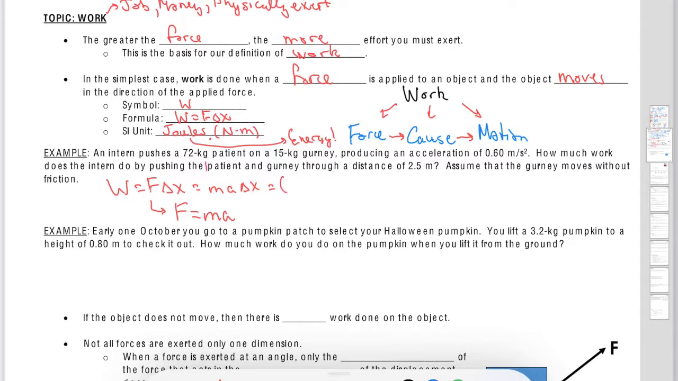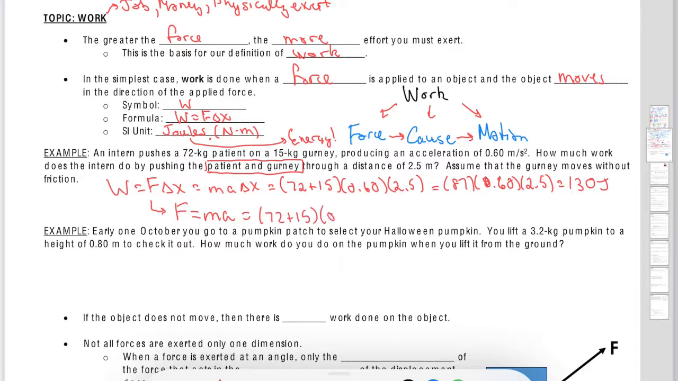They're talking about the patient and gurney, so the mass we're accelerating is the total mass of the patient and the gurney. So it would be 72 plus 15, times our acceleration of 0.60, and it's going to move a distance of 2.5 meters. Basically we multiply 87 times 0.60 times 2.5 meters, and that gives us a work of 130 joules. You can also calculate the force first by doing 72 plus 15 times 0.60. This turns it into a two-step problem versus a one-step problem.